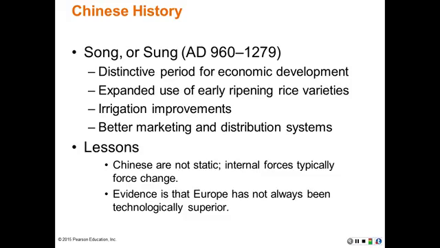Some of our lessons here from this historic geography lesson are that the Chinese people are not static. There are internal forces, typically, where change is introduced rather than external forces, although that's not always been the case. Evidence is that Europe has not always been technologically superior to China, and that the Chinese have many innovations to their credit, things that were managed before Europe became involved or even considered some technical aspects of existence and civilization.